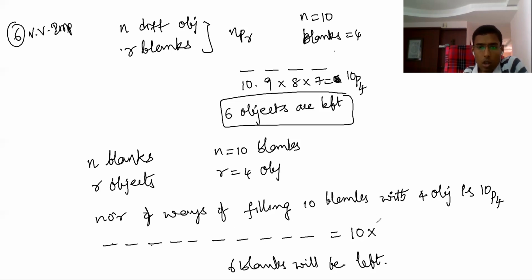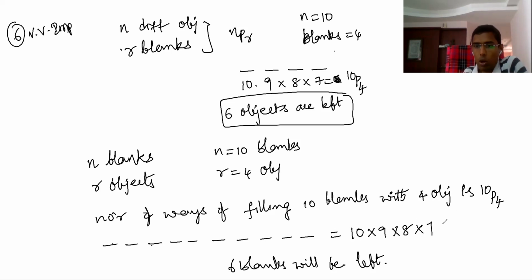And one object is gone. One blank is also gone. Now 9 blanks are there. Second object, how many ways can you put? 9 ways. Third object, how many ways can you put? 8 ways, because 8 blanks are left. Now 3 objects are arranged, 3 blanks gone. Now one object is there. 7 blanks, you can arrange in 7 ways.